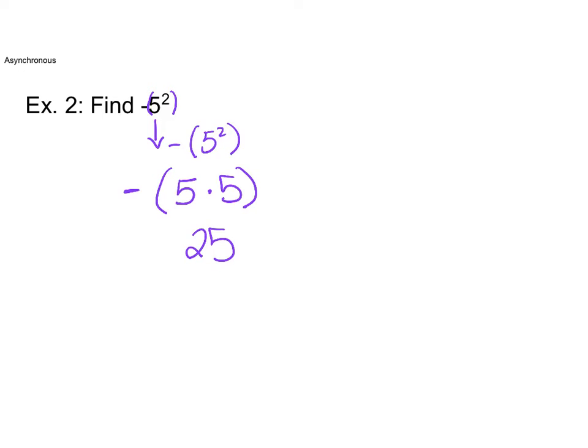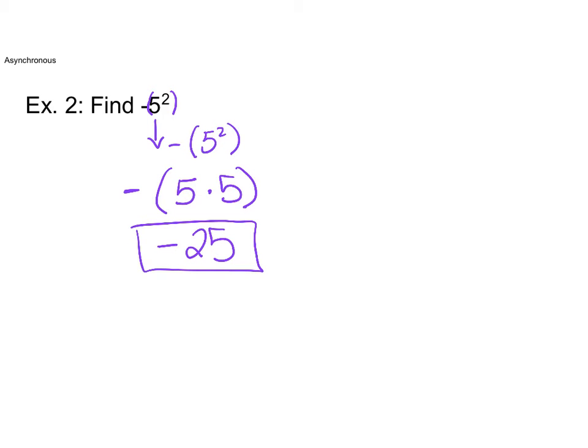All right, this one is a little bit different. I'm not squaring the negative 5. I'm just squaring the 5 because it's not in parentheses. So what this means is I have a negative, and then it's 5 times 5. The squared is kind of on the inside, so you can think of it like that. 5 times 5 is 25, or 5 squared is 25, and then the negative stays on the outside. So your answer would be negative 25.